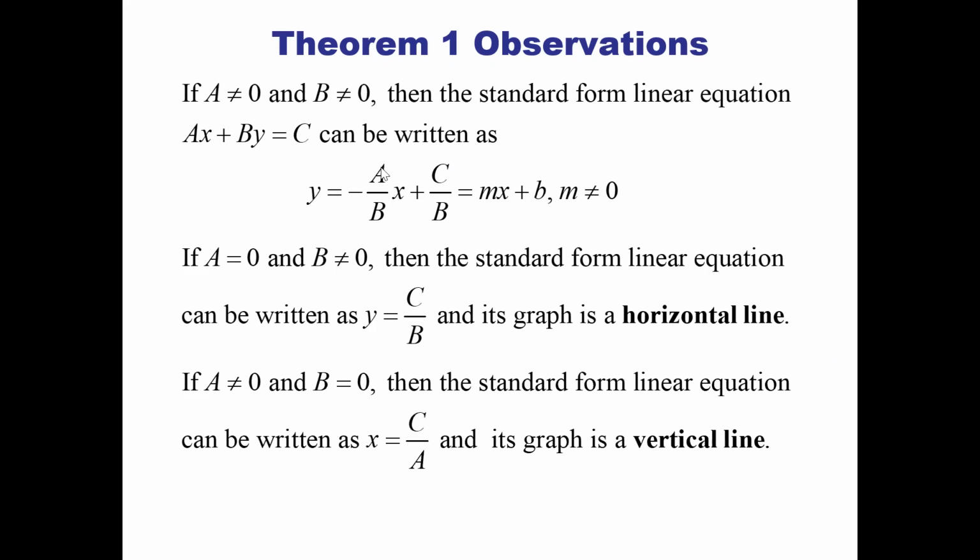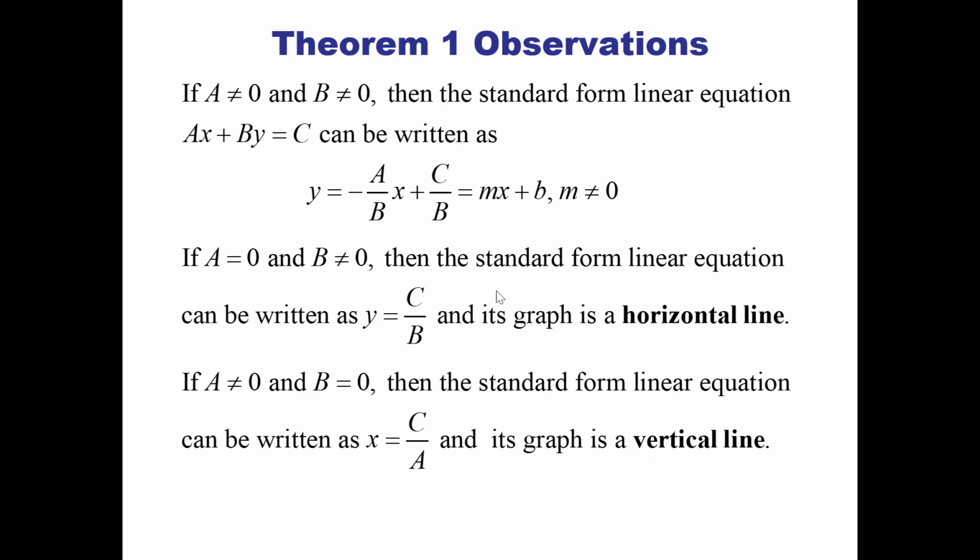Now, if A is not equal to 0 and B is equal to 0, then the standard form of the equation can be written as x equals C over A, and its graph is a vertical line, okay? The vertical line has no slope, so it's undefined. You can't divide by B. And so what we're doing is solving for x instead of solving for y. And that ends up giving us C over A.